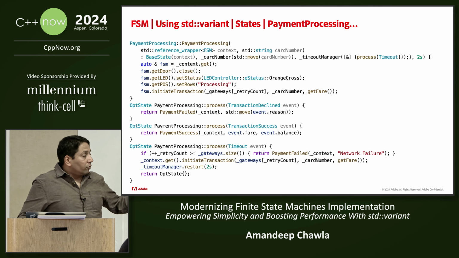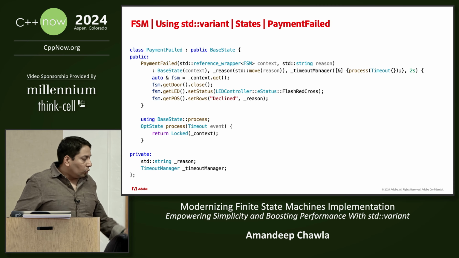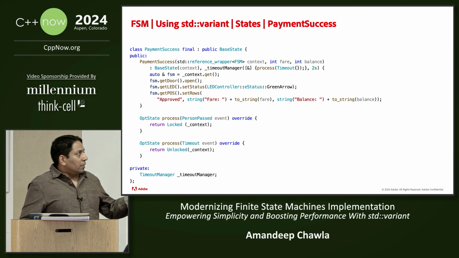So this is the payment processing, which is one of the complex classes we have. It's the same thing like what we were doing there, but these are not virtual functions anymore. Payment fail, same way. It sets the things properly, only interested in timeout event. Payment success sets the things properly, interested in 2 events, person passed and timeout. Unload, only interested in person passed event, and sets the things properly. So this is what the whole state looks like.